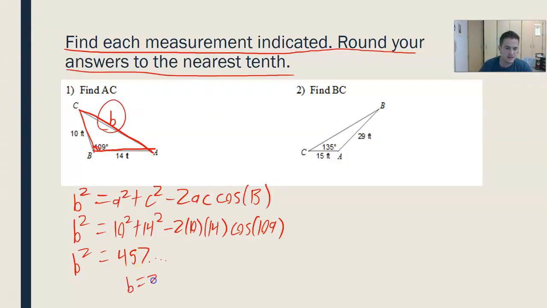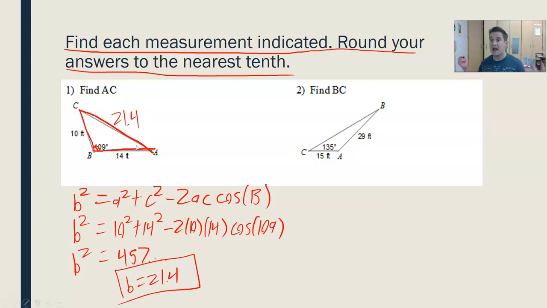So B is equal to 21.4. That side length is 21.4. Now notice, if I know this side is 21.4, if I needed to find these other angles, now I could use the law of sines, because I have a side and an angle opposite that side. So once I use the law of cosines to find either one side or one angle, everything else I should be able to find using the law of sines. Okay, let's do another one real quick.